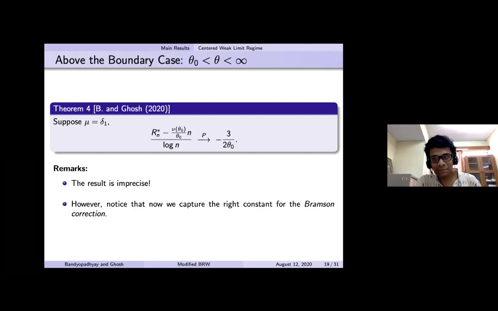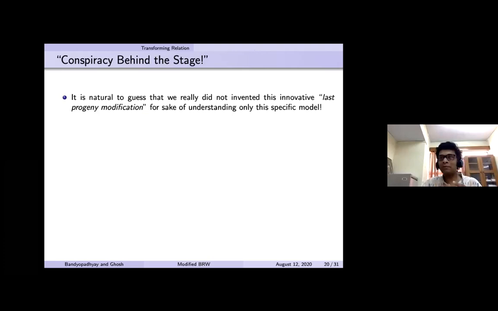Okay, so let me move on, and I will come back to questions again at the end of the talk, maybe. So what I'm going to tell you is what I call the conspiracy behind the stage, which is happening all over the world constantly. We are going through it almost every day.